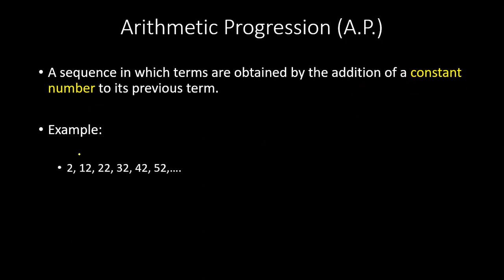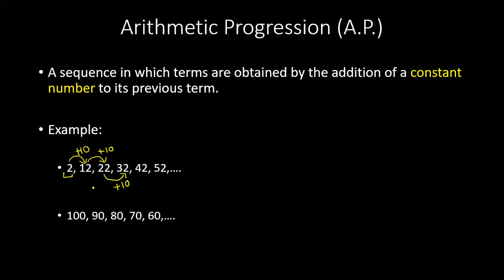In my first example, the given sequence is 2, 12, 22, 32, 42, 52 and so on. So is this an AP? Yes. The reason is my first term is T1. To obtain the second term, I have added a constant number which is 10. To obtain the third term, again I will add 10 to my second term. To obtain the fourth term, I will add plus 10 to my third term and so on. So this is the reason my first example is an AP.